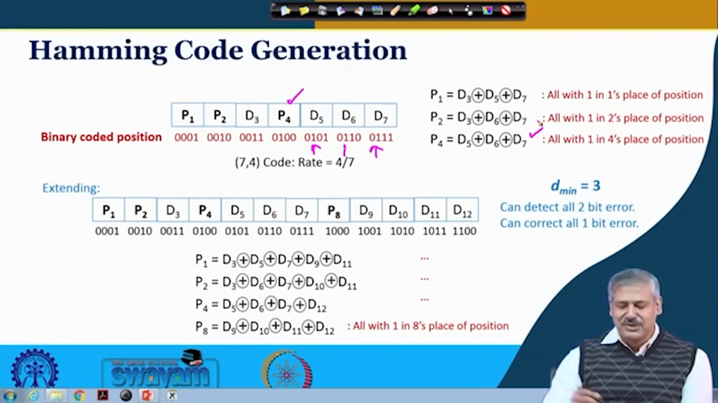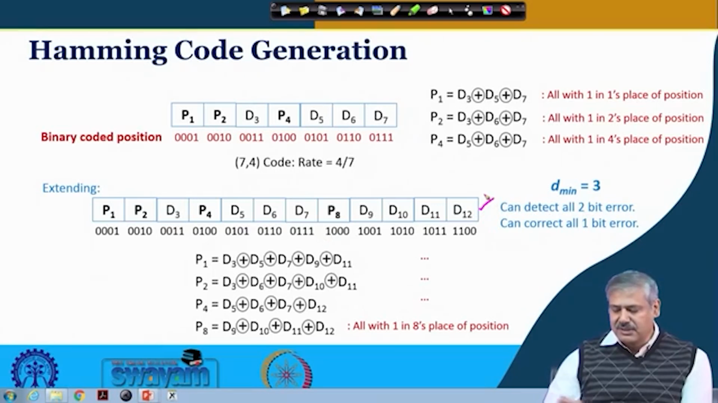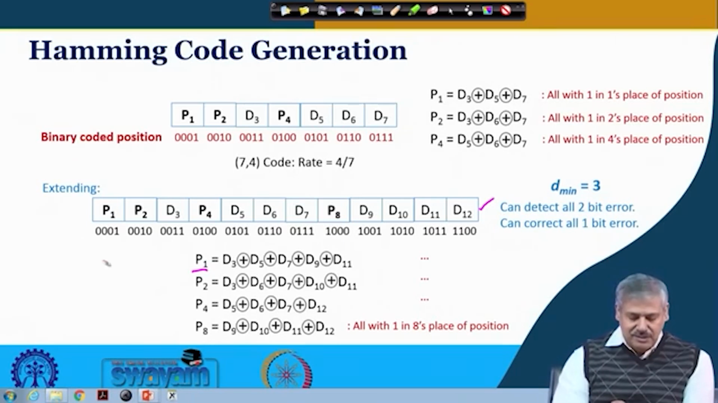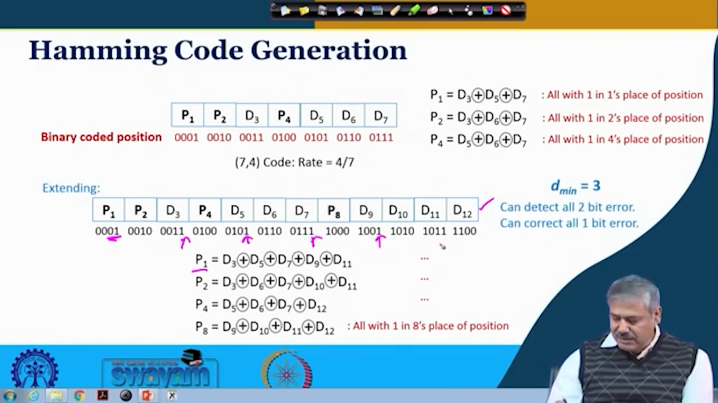Is it okay? If you extend it, for example, the total code word length is 12, with P1, P2, P4, P8. So 4 parity bits and 8 data bits. If you want to code it, the parity bits need to be generated. For P1, we look at places where there is a 1 in the units place. So P1 is generated from D3, D5, D7, D9, D11.